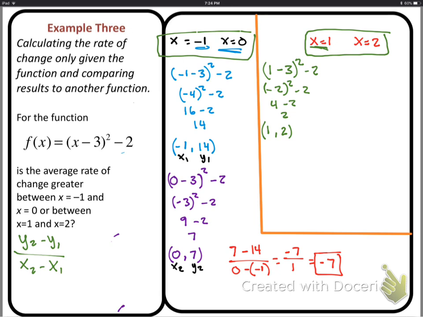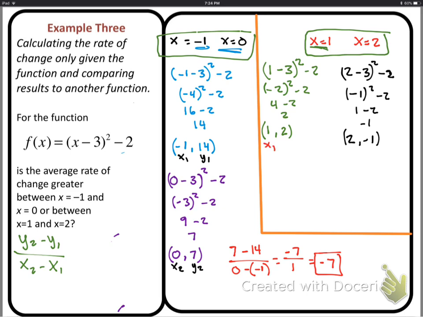Now I'm going to plug in my 2. And it's all going to the same quadratic there. 2 minus 3 squared minus 2. That's negative 1 squared minus 2. That's 1 minus 2, negative 1. So when we plugged in 2, we get negative 1. Okay, and I'm going through these quick because you should know how to do these by now. We've had quite a few examples already.